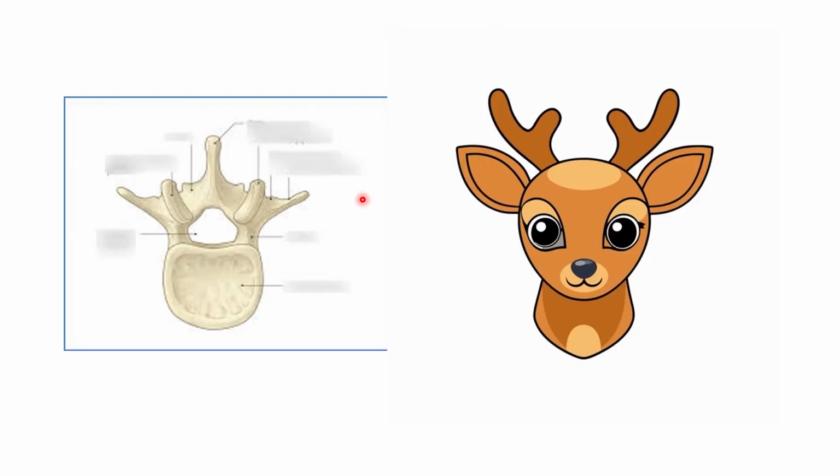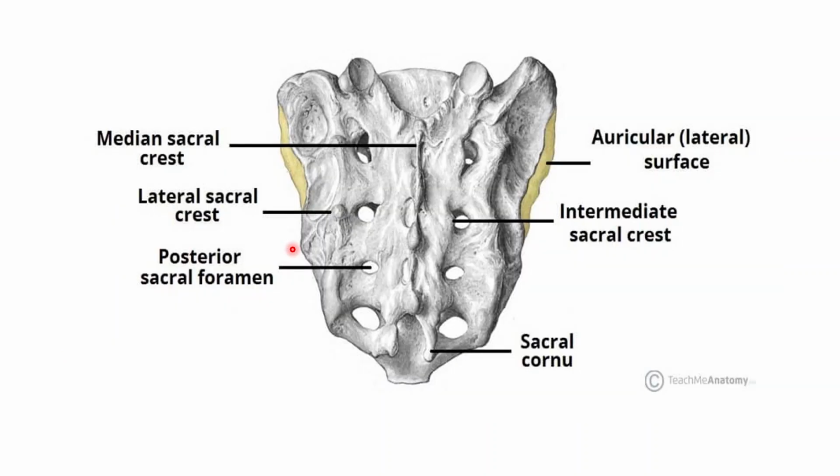Now, the animal that the lumbar vertebra look like is a deer. Again, you can see the antlers, sort of. It's very nice to look at. Now, moving on to the last two regions, which are the sacrum and the coccyx. Again, cannot get over that name.